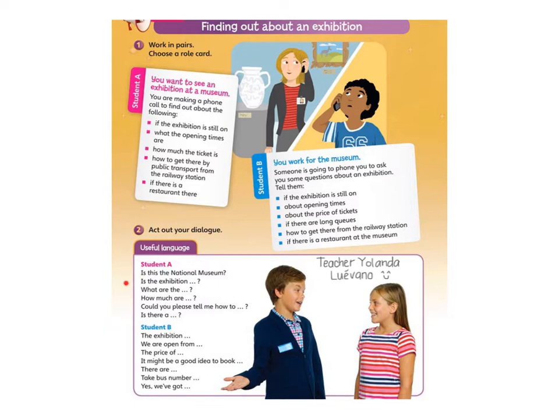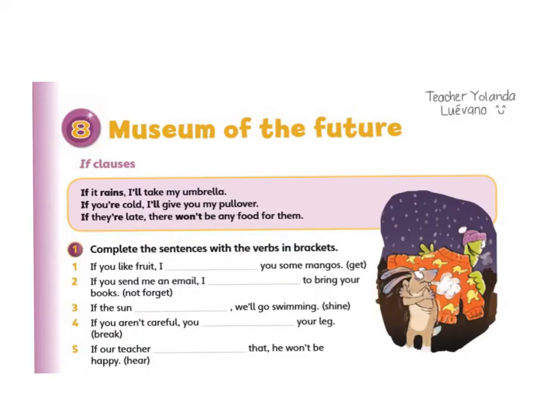Let's read each one of them. It says, is this the National Museum? Is the exhibition? What are the? How much are? Could you please tell me how to? Is there a? Student B must say, the exhibition, we are open from, the price of, it might be a good idea to book. There are, take bus number 1, yes, we've got. In your dialogue, you may write A and a colon and the text, B and the colon and the text of the dialogues, okay?